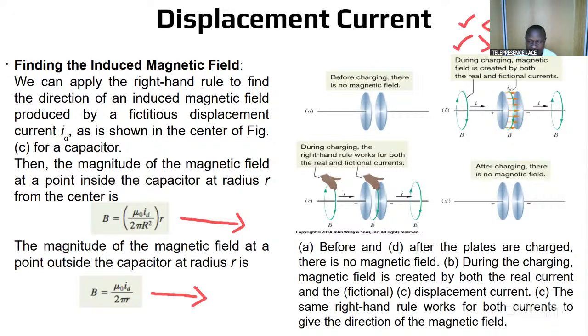And if it is less than the radius of the plate, that is the distance from the center of the plate, which is R, it will be less than the radius of the plate if it is inside. But if it is outside, the point will be greater than the radius of the plate, because it will exceed beyond the radius. So please take note of this.